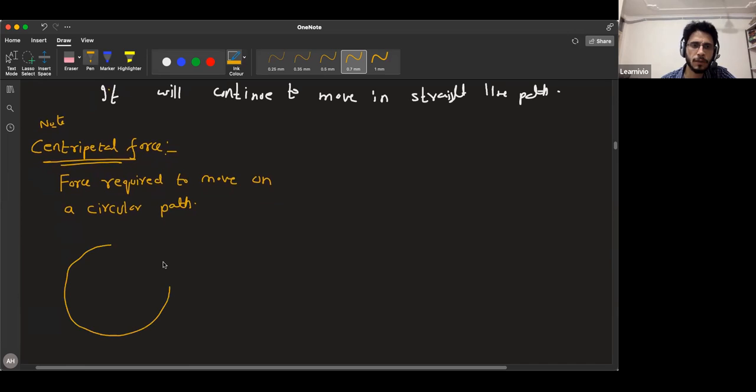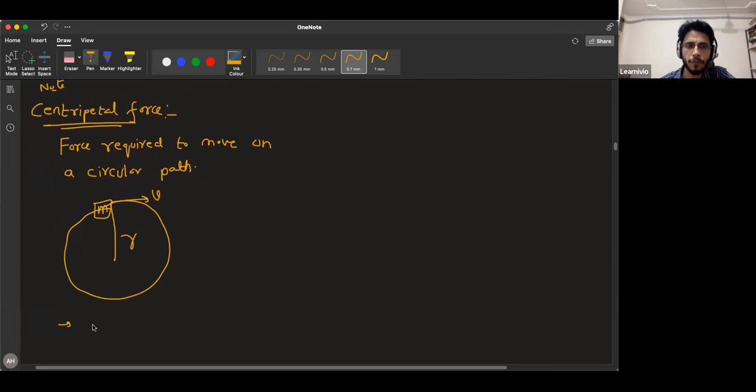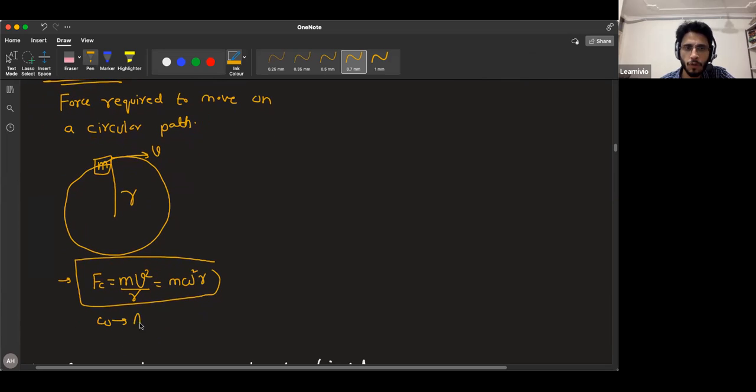So if this is the circular path, and a body is moving on this circular path, the mass of the body is m, its velocity is v, the radius is r. It will need a centripetal force, and that centripetal force is given by this relation. It's mv square by r, or you can write this as m omega square r also. Here omega is the angular velocity. The relation between linear and angular velocity is v is equal to omega r. So whenever a body tries to move on a circular path, it needs a centripetal force.